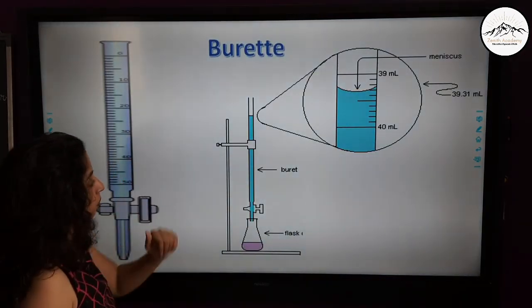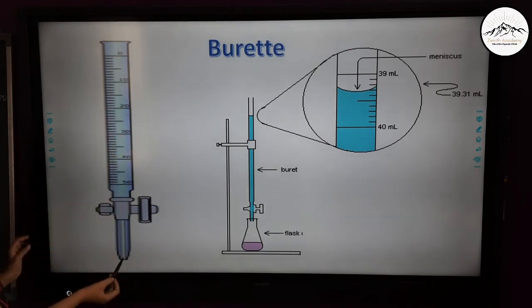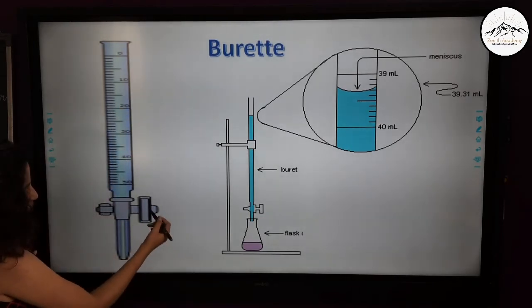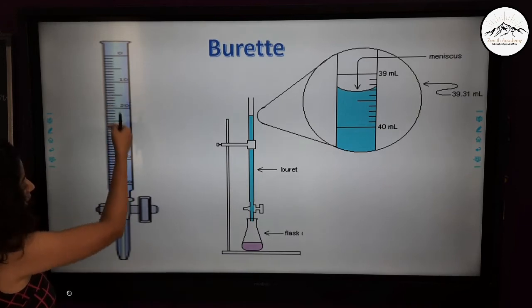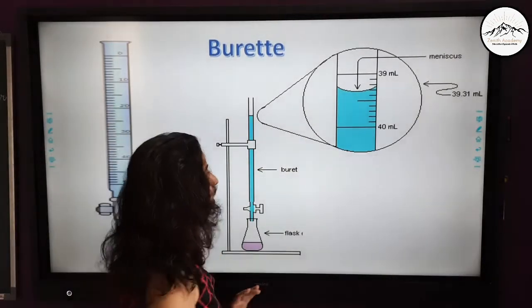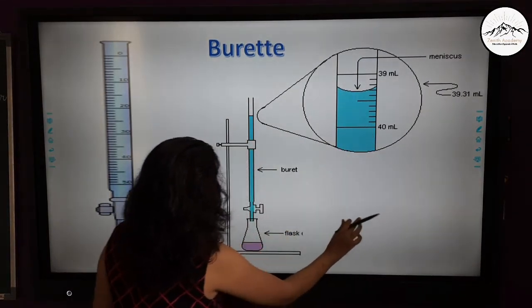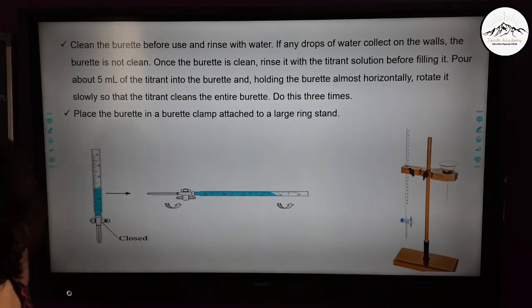Now the burette. You can see the burette looks something like this, and this is the tap of the burette. You have to open it to allow the liquid to fall. In filling the burette, you have to take care that you are measuring the lower meniscus. I'll tell you this in detail.